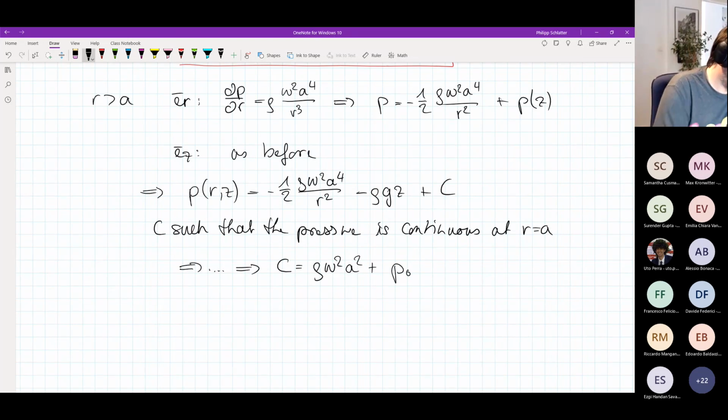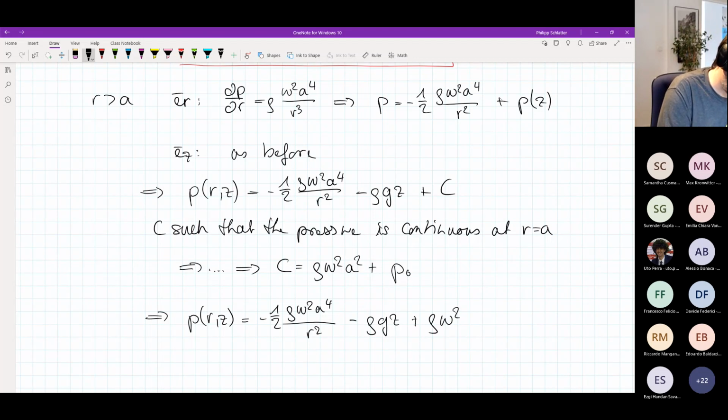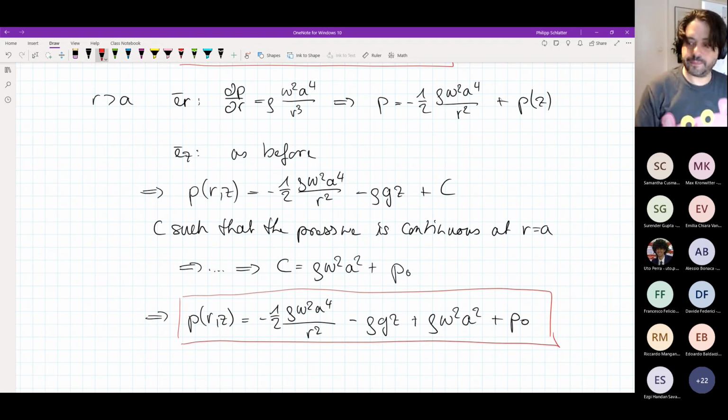So that means that the pressure that I have at the outside, so P of R and Z, will simply become minus 1/2 rho omega squared A to the 4 divided by R squared minus rho g Z, and then we have the value for C now, which is rho omega squared A squared plus P0. So this now is the expression for the pressure outside of A.